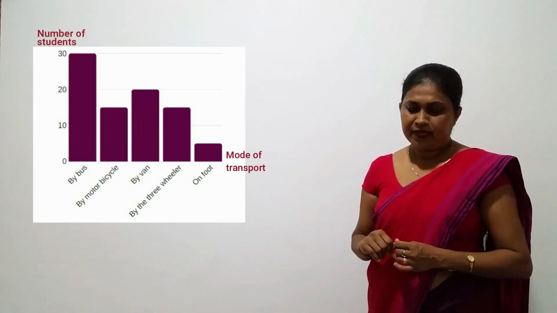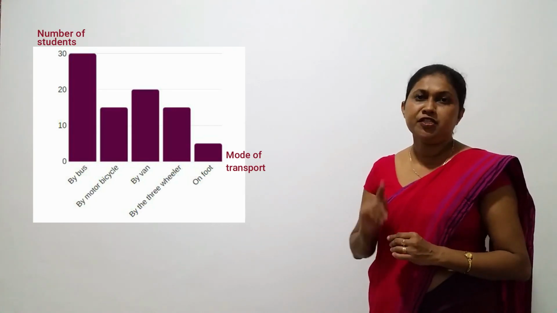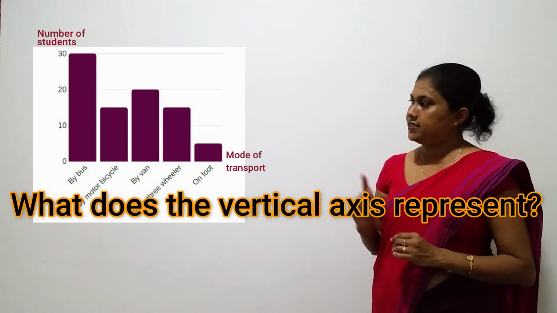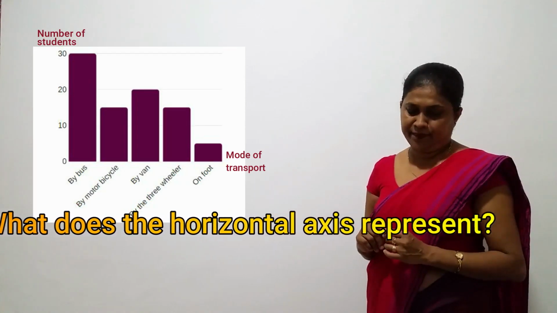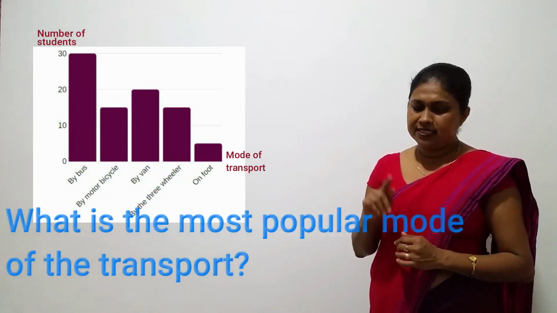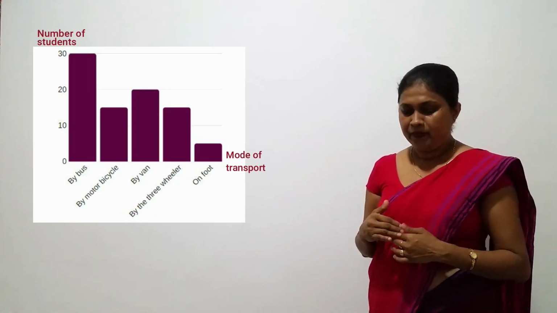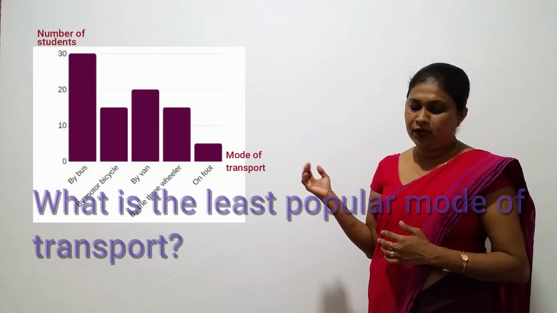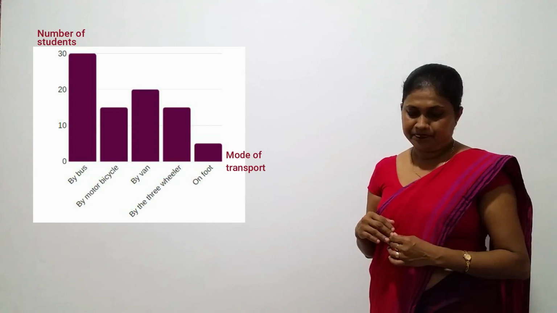Now, let's see the questions. Then my first question is, what does this chart show? Then you know how to form the answer. Then the next one, what does the vertical axis represent? Then what does the horizontal axis represent? What are the modes of transport described in the graph? What is the most popular mode of transport? Most popular, Vada Janapriya. Then how many students come to school by bus? What is the least popular mode of transport? How many students like to come on foot?